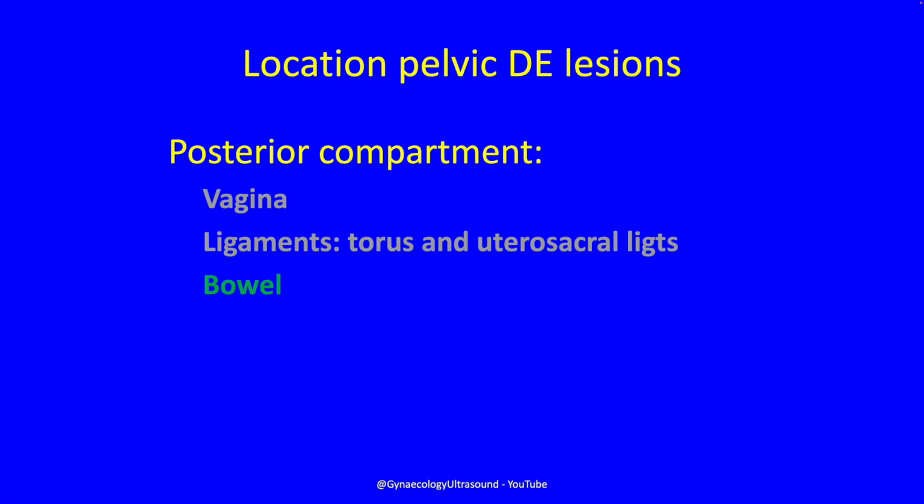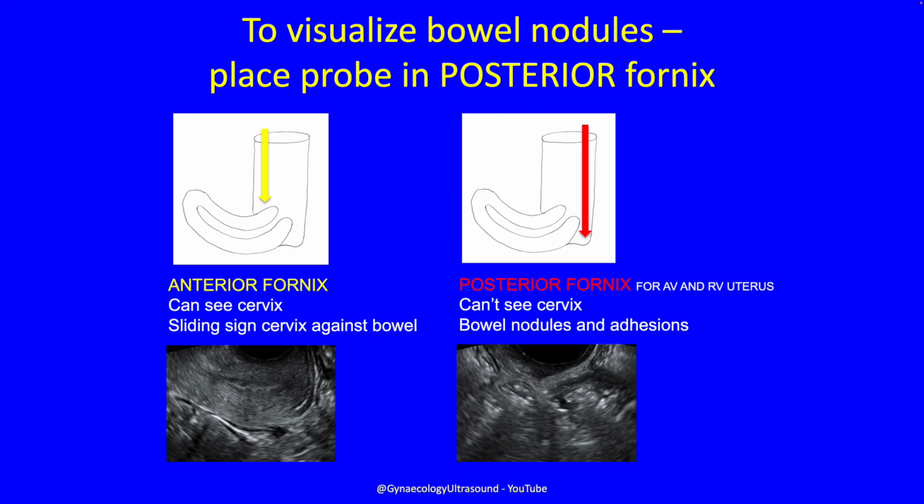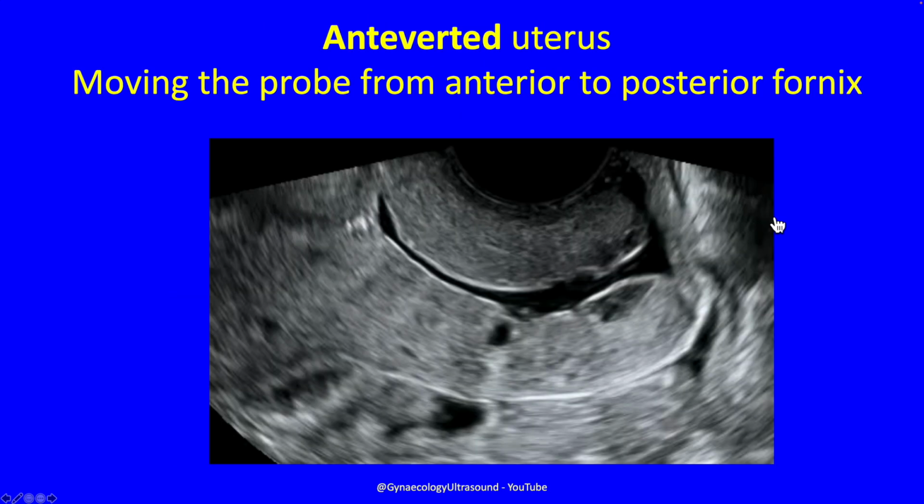So we've looked in the posterior compartment for deep endometriosis in the vagina, in the ligaments, and now in the bowel. To visualize bowel nodules, you need to put your probe in the posterior fornix, because in the anterior one you can't really see the bowel that well most of the time. But in the posterior fornix, you're on the bowel now, so you can see bowel nodules and adhesions.